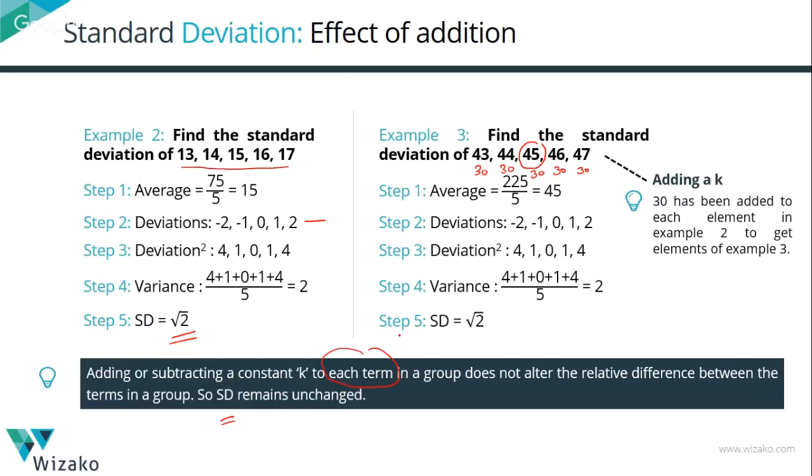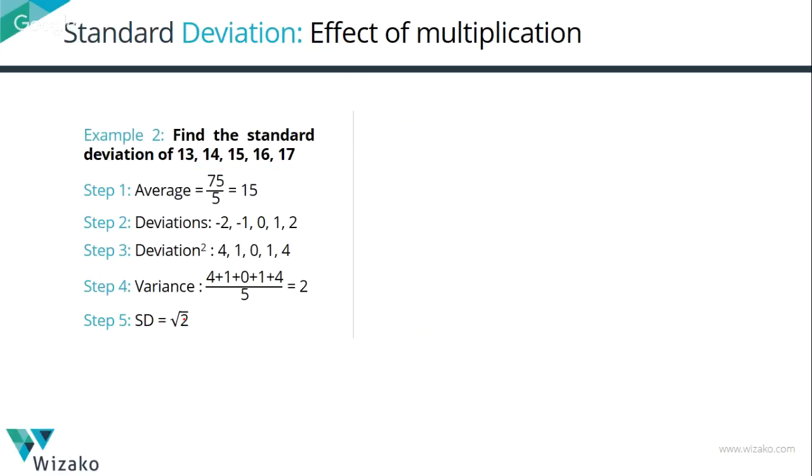Part 4 of this is the effect of multiplying. We'll keep this example 2 as is. So the standard deviation is root 2. All I'm going to do is I'm going to be multiplying each term of this set by a 2. So second set is 26, 28, 30, 32, 34. Is this in an AP? Obviously, yes.